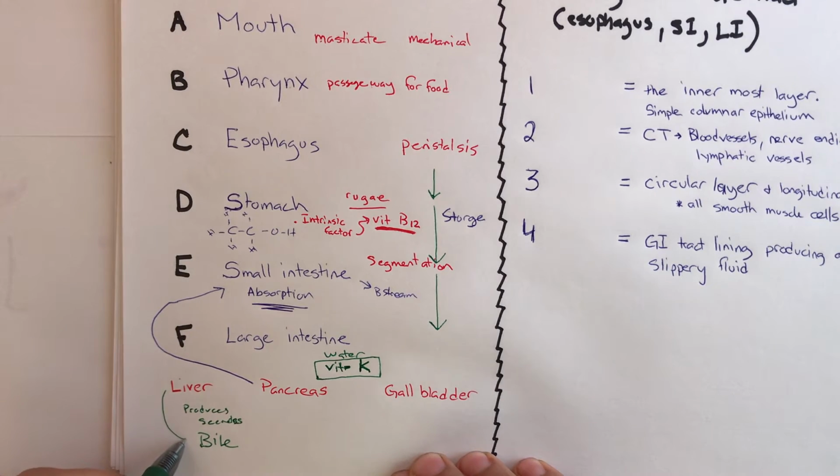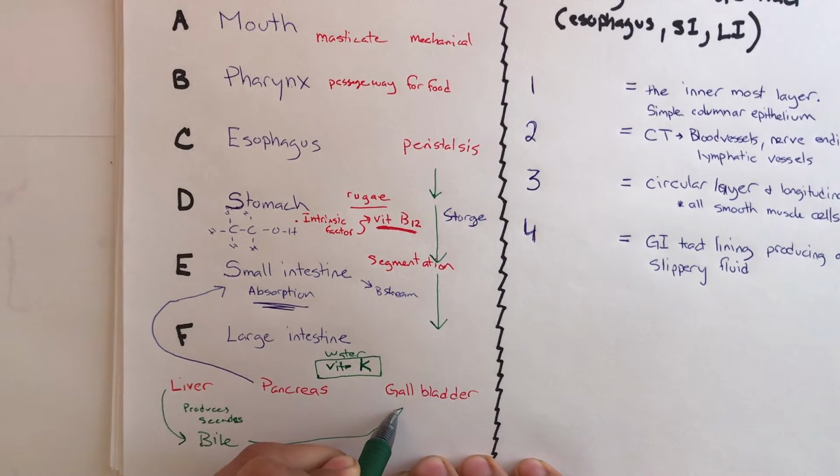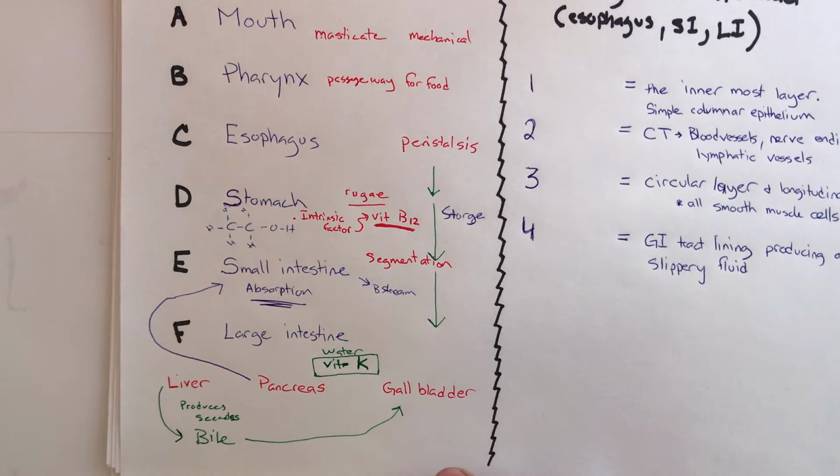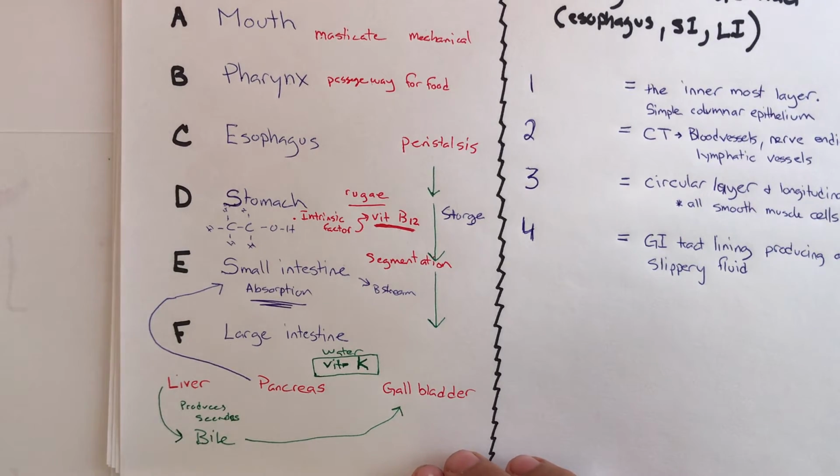The liver makes bile, but it is also stored in the gallbladder. So if you ask, well, what's the function of the gallbladder? Does the gallbladder make bile? No, the gallbladder does not make bile. But it does store the bile that the liver produces, that the liver makes.